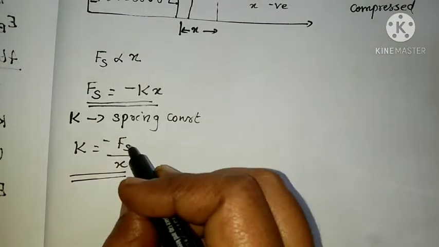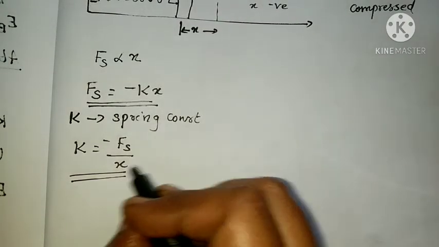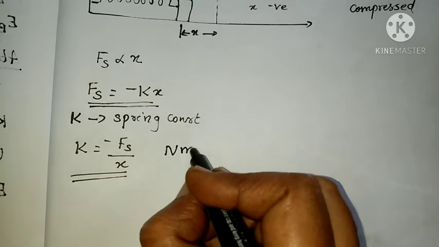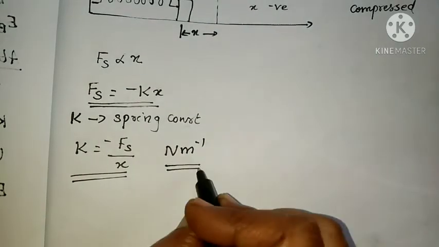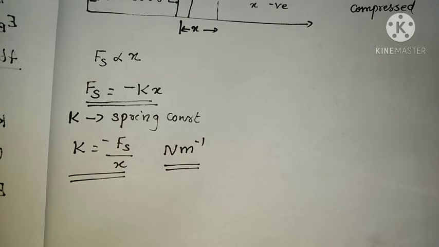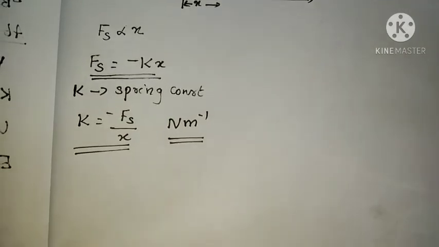Then what is the unit? Fs is Newton, then x is meter. So the unit is Newton meter raised to minus 1. This is the SI unit of spring constant. Then there are two cases.